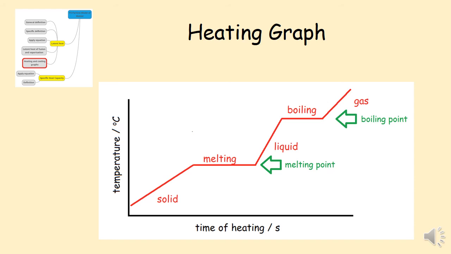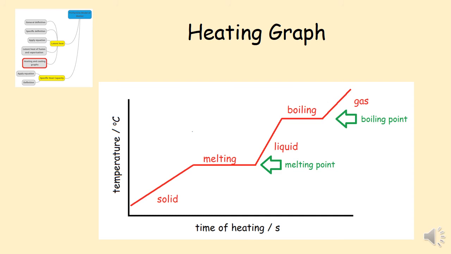Okay, reading the diagram from left to right, you start off with the solid, you supply energy to the solid and the solid gradually gets warmer. It then reaches its melting point. As soon as it gets to its melting point you supply more energy, and this is now your latent heat, and the temperature doesn't change, but the object changes state from solid to liquid.